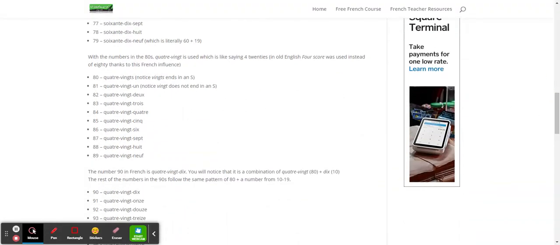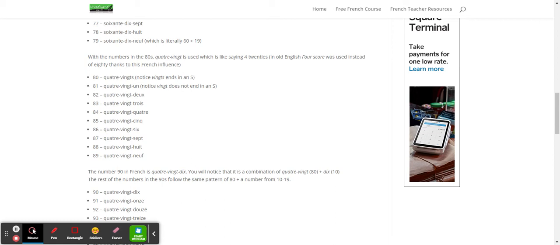Et puis 80. So again, 80, if you just think of 80 as 80 by itself, it really is 4 20s, 20, 40, 60, 80. But just think of it, 80 is 80. And because it is literally 4 20s, we have an S at the end of 80. But notice all the rest of them don't have that S, just for 80.